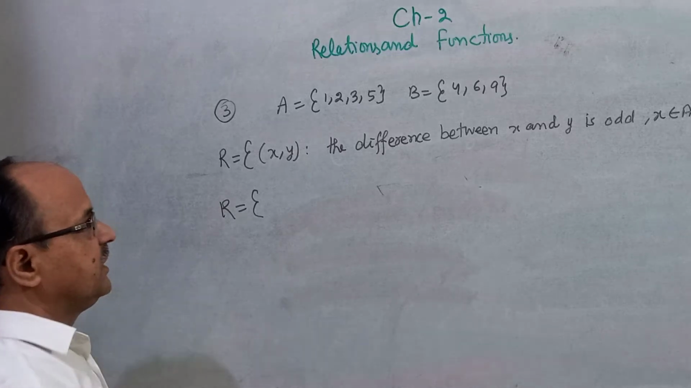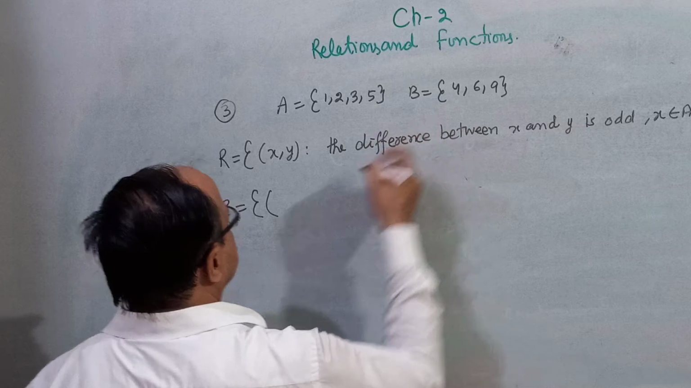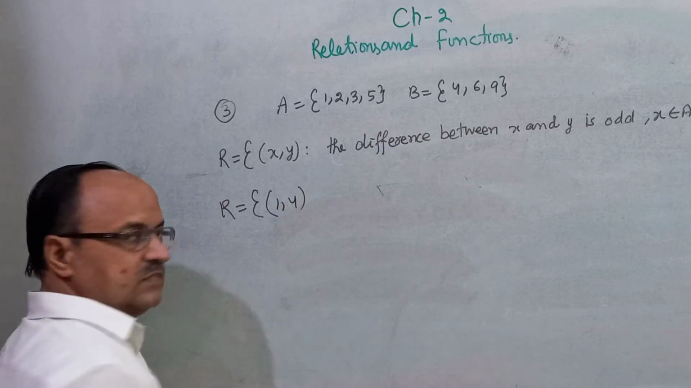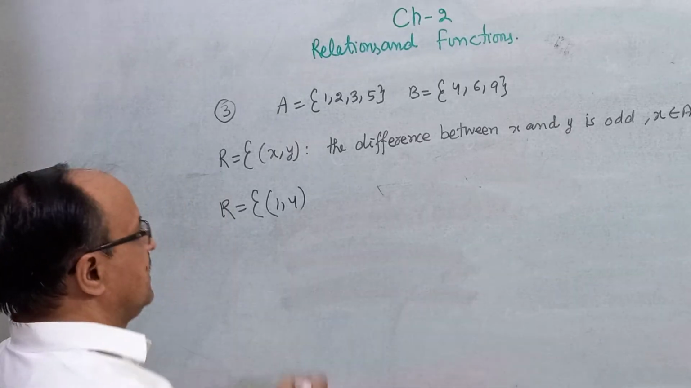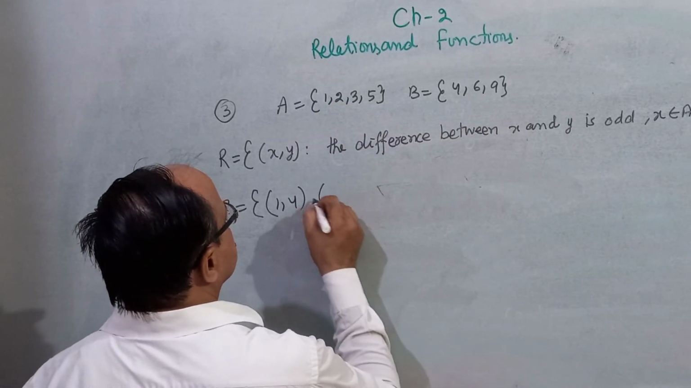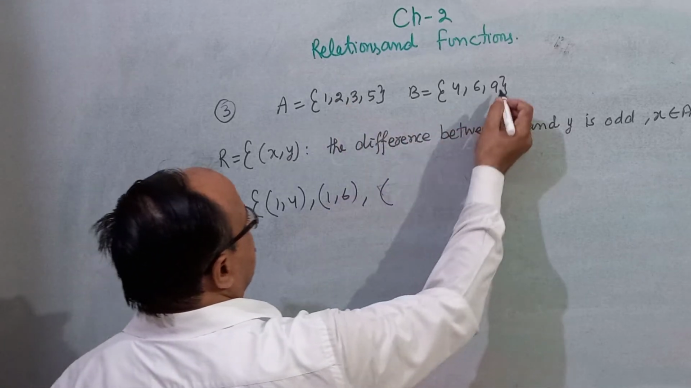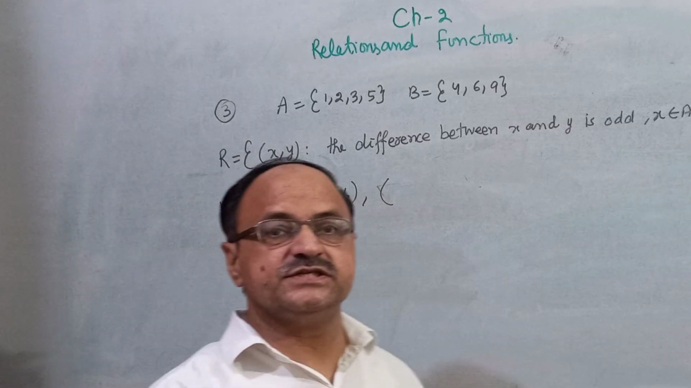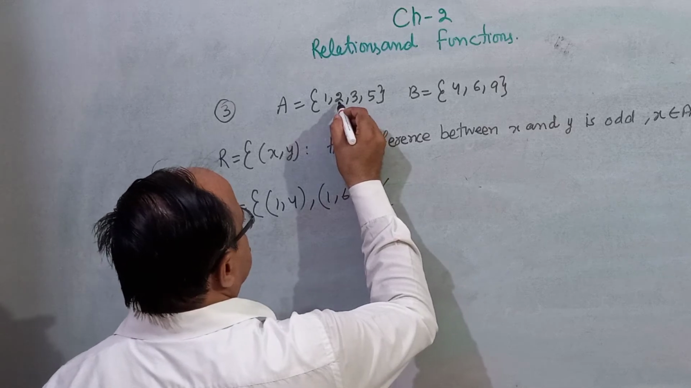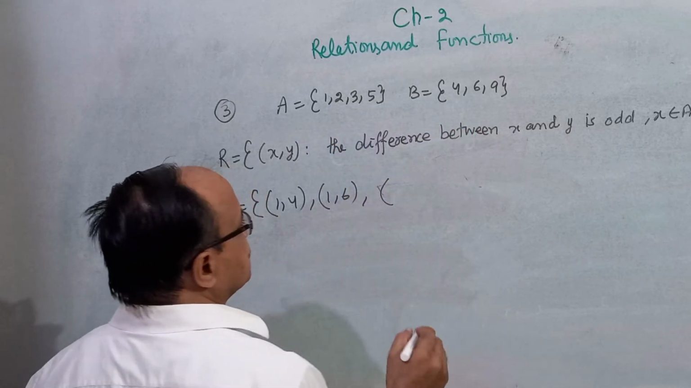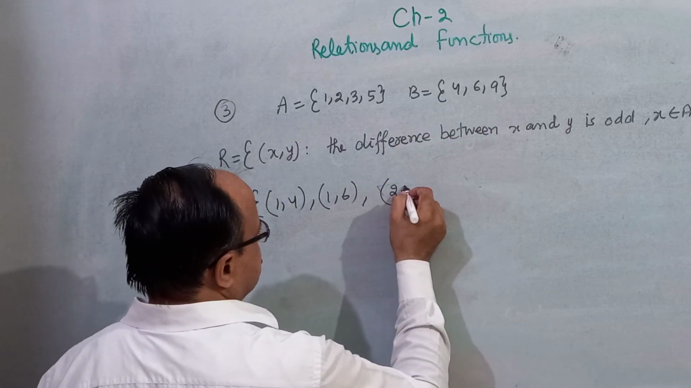Simple question. The difference between x and y is odd. 1, 4: their difference is odd, 4 minus 1 is 3, and 3 is odd. Similarly 1, 6: their difference is also odd. 1, 9: the difference is even, not odd, so reject this element. Now with 2: 2, 4 is even; 2, 6 is even; 2, 9.